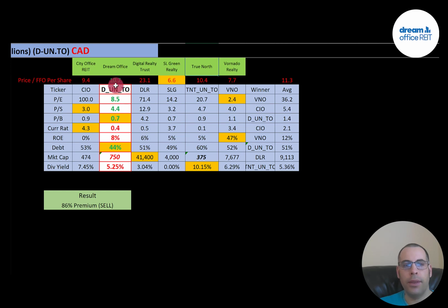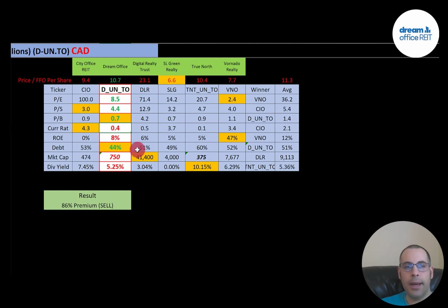If they have a number in green, they're better than the average. They're better than average in price over funds from operations per share. They're better in PE, also better in price to sales. They have the best price to book of all the companies. They're really bad in current ratio. They're worse than average in ROE.